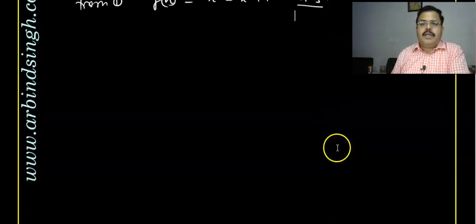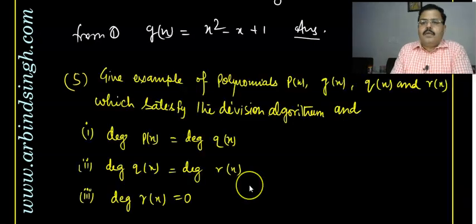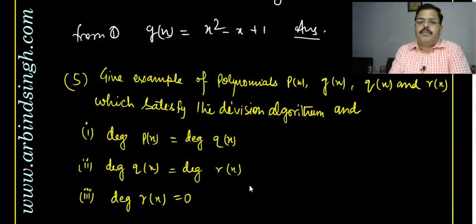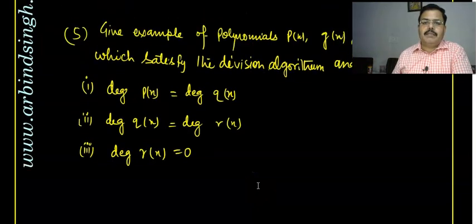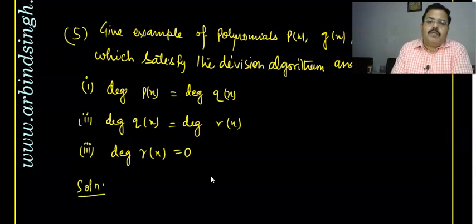Now let us discuss one more question, and this question is: give an example of polynomials p(x), q(x), g(x) and r(x) which satisfy the division algorithm, where the degree of p(x) is equal to the degree of q(x). That means the quotient and remainder have the same degree. So to solve this question, we can take an example.